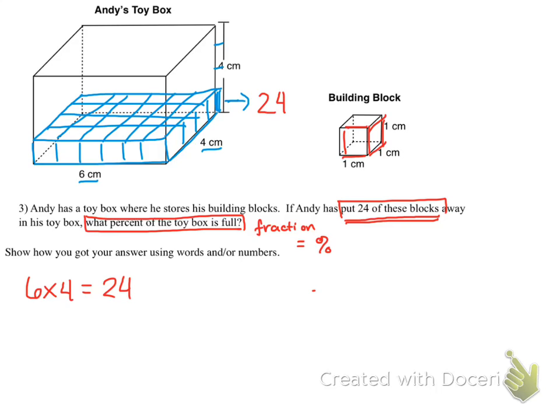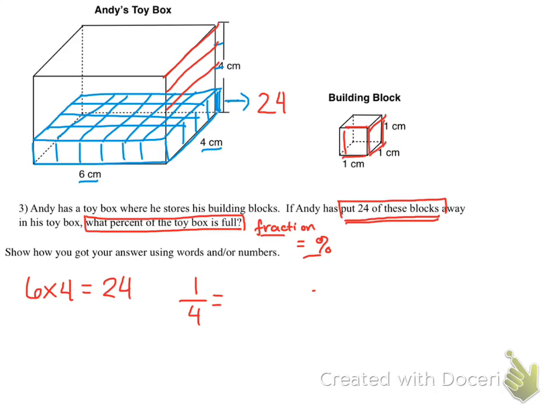So I start to see my fraction here. How many layers are there in this box? There's 1, 2, 3, 4. It's 4 centimeters high. And I just put away 1 of the 4 layers. So it's 1/4 full. I guess I could find out what that fraction would be as a percent.